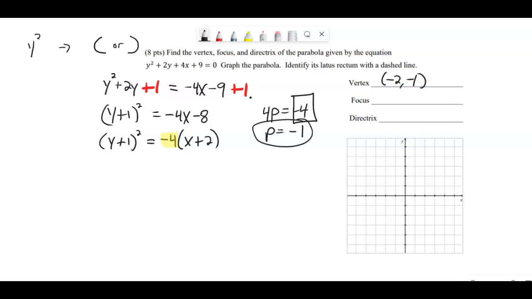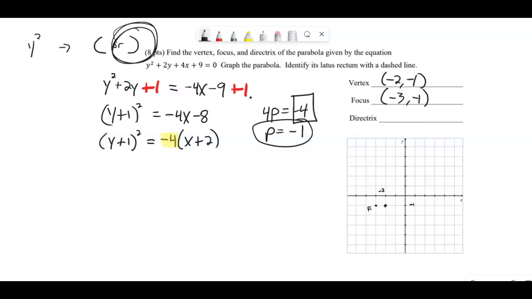We now have enough information to graph this. So negative 2, negative 1. I'm going to have these tick marks represent a single unit each tick mark. So that is our vertex. Now, knowing that this thing is a left or right, since p is negative, it's going to be this one right here. It's going to open to the left. So a distance negative 1 from here, this will be the focus. So moving left 1 from here would give us negative 3, comma negative 1.